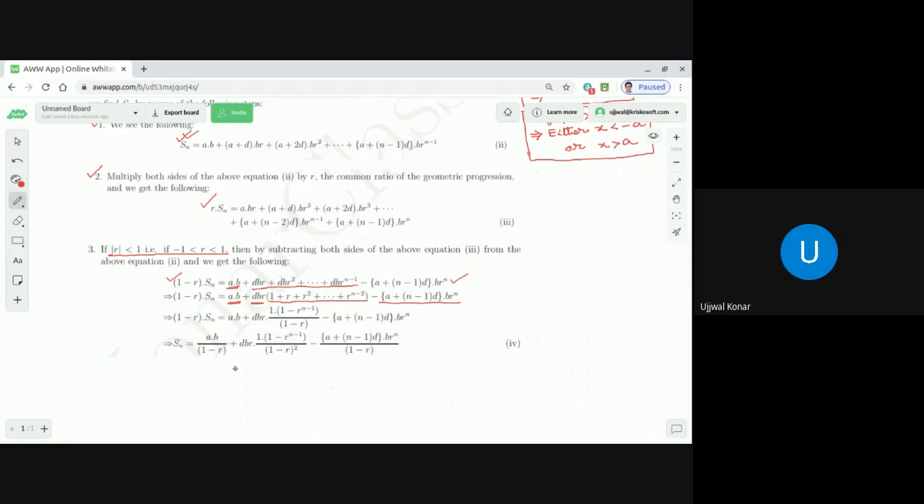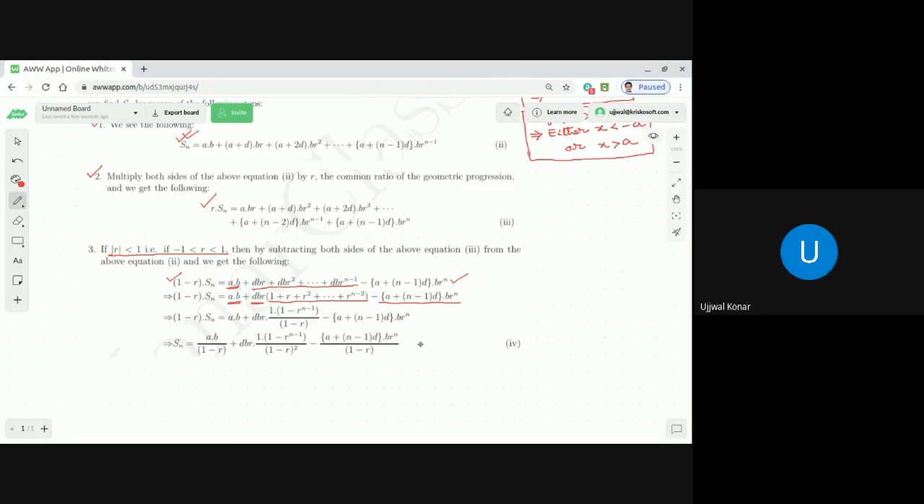Then what is the formula we get? Sn equal to a b by 1 minus r plus d b r into 1 minus r to the power n minus 1 by 1 minus r whole square, minus, because 1 minus r on the left hand side we actually divided by. Left hand side there is 1 minus r, and that we are dividing, and hence we are getting Sn equal to a b by 1 minus r plus d b r into 1 minus r to the power n minus 1 by 1 minus r whole square, minus a plus n minus 1 into d into b into r to the power n by 1 minus r.